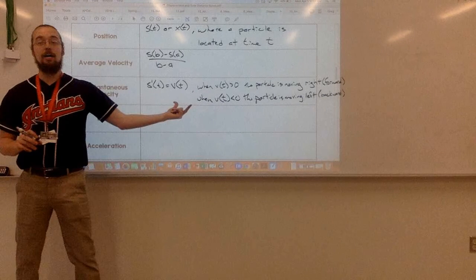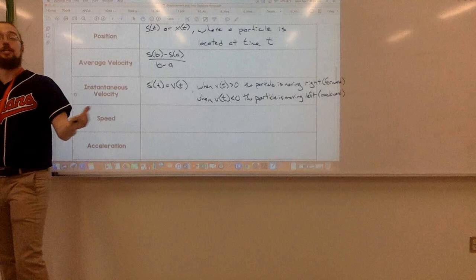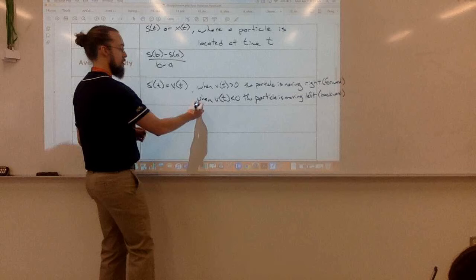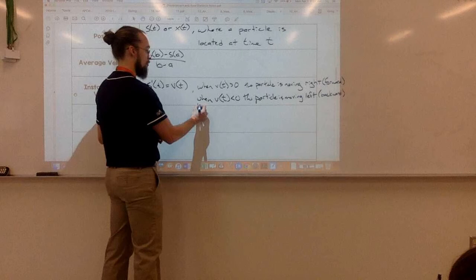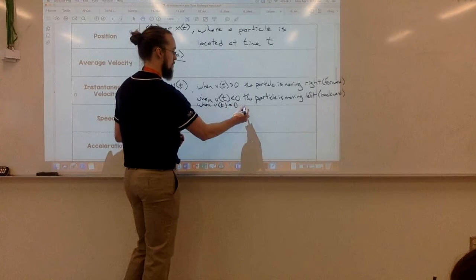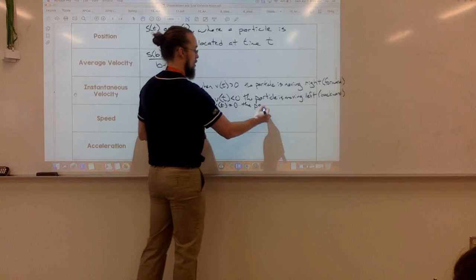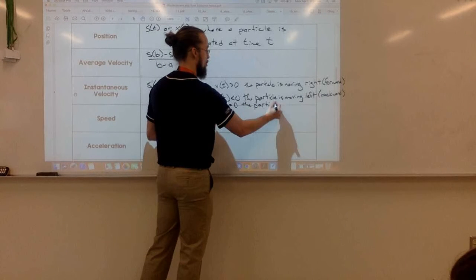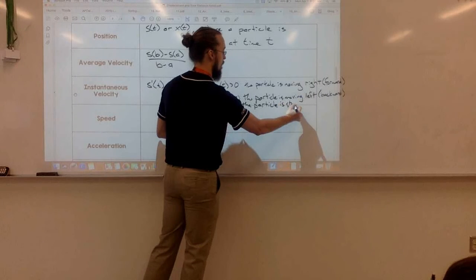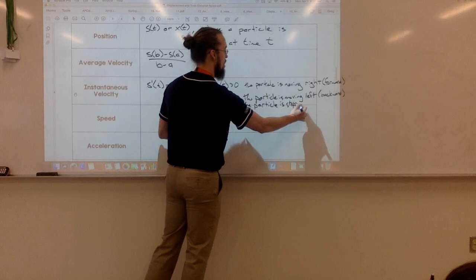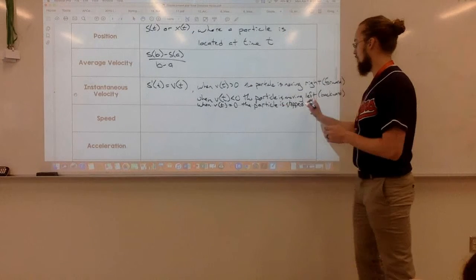What about when velocity equals 0? What's going on? The particle stopped. So I should have left a little more room here. The particle is stopped or at rest. You might see it worded that way.